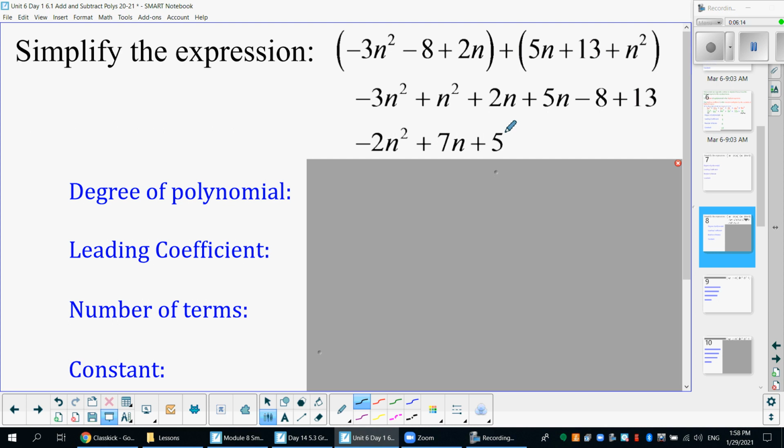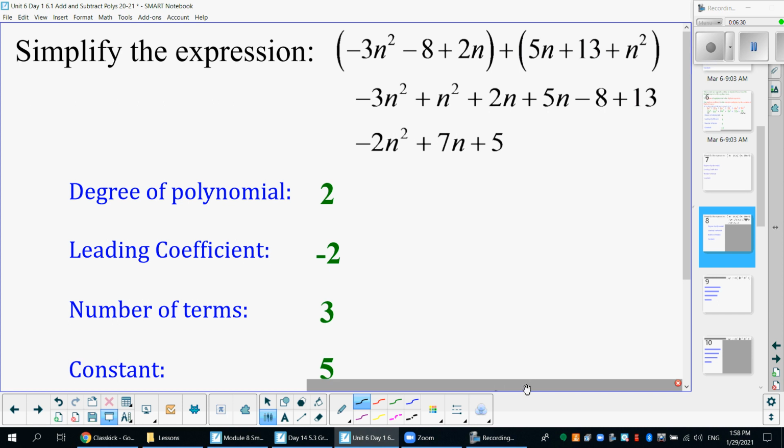So what's the degree of our polynomial? Our degree is 2. What's the leading coefficient of the polynomial? That would be negative 2. How many terms does the polynomial have? 1, 2, 3. And what's your constant right here? 5.